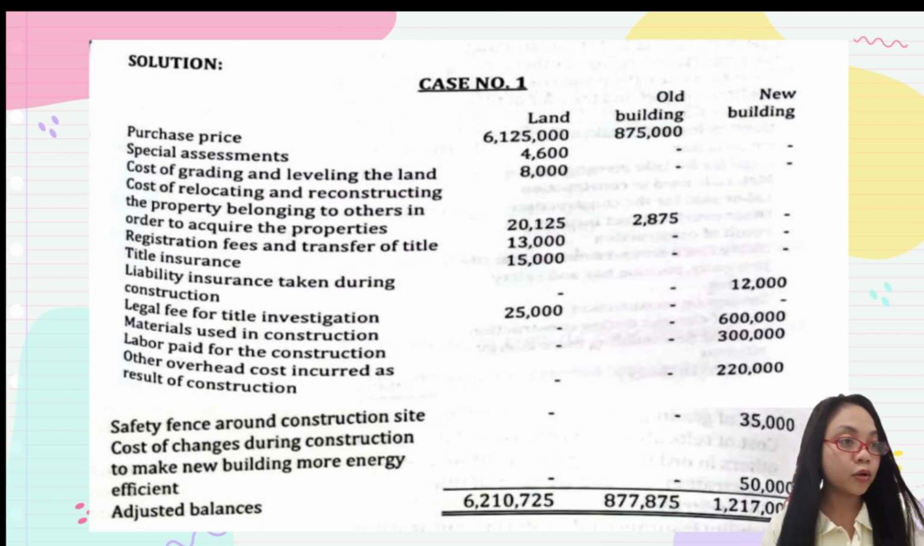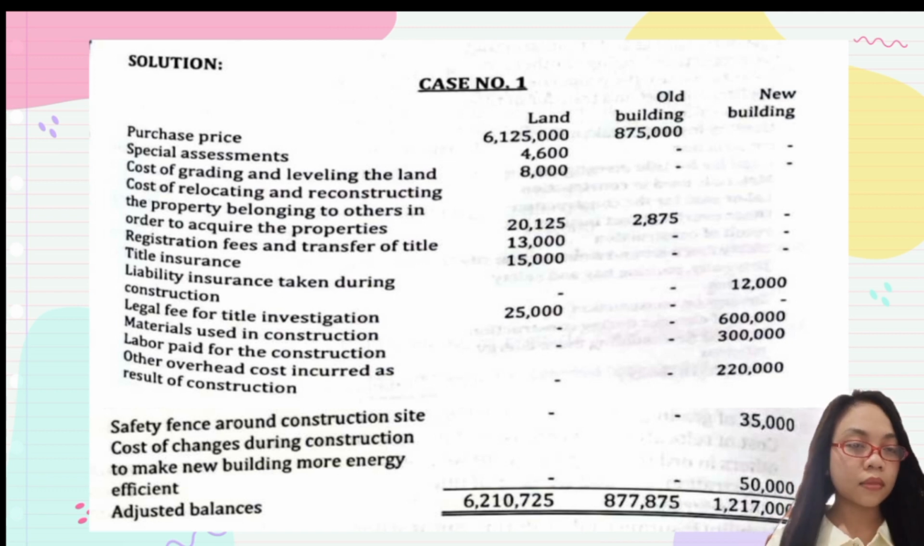For the old building, the fair value of the old building is 500,000 divided by the total fair value of the property acquired of 4 million, which is 12.5%. And 12.5% of the total cost of 7 million is 875,000. So that is the purchase price attributable to the old building.